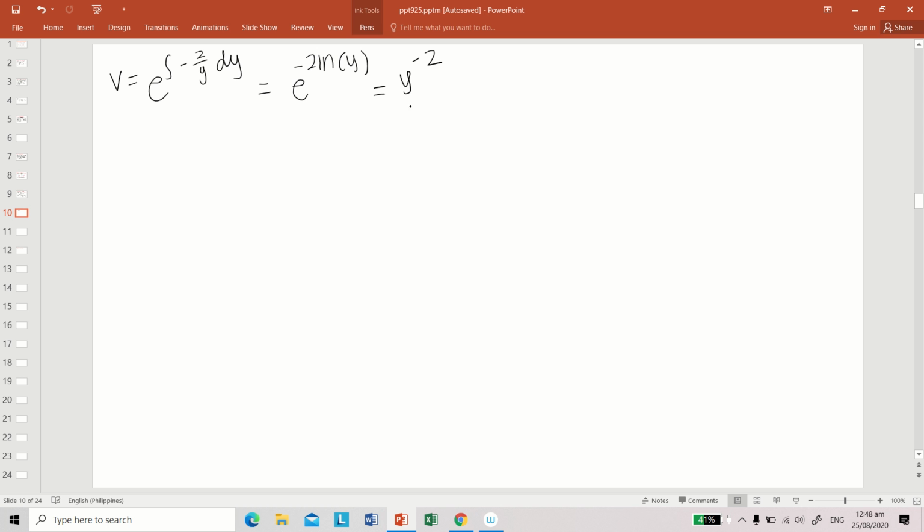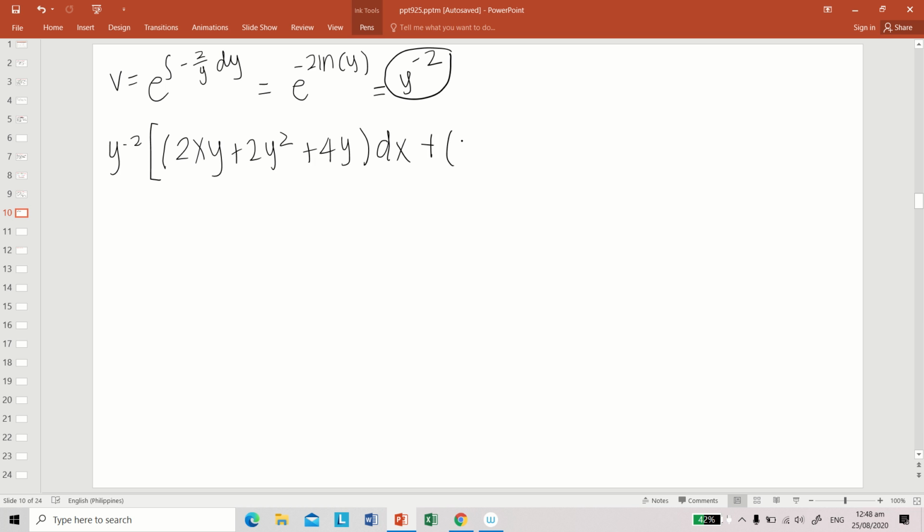The next step is we will multiply this into our given problem. So we multiply by y raised to negative 2. So we're going to have the quantity 2xy, so this is our problem, plus 2y squared plus 4y, quantity dx, plus the quantity y squared minus x squared minus 4x minus 1, quantity dy, is equal to 0.